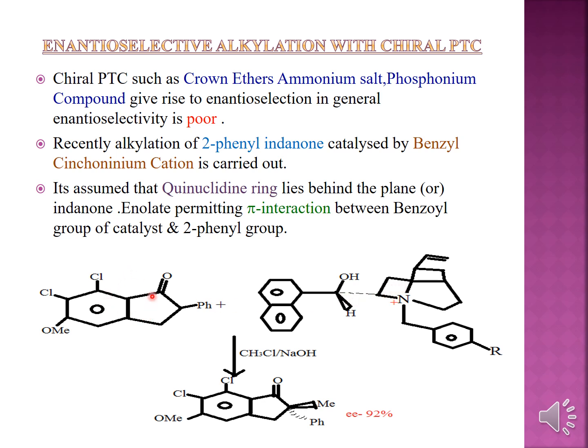And then you take the 2-phenylindanone, substituted with chlorine at the phenyl here, and treat it with this catalyst. In the presence of CH3Cl, alkyl chloride, upon treatment with the base, you will get this product. If you see, only this is your change. Here the methyl group goes and attacks. First there is a formation of the complex moiety.